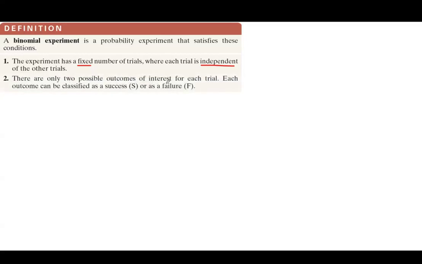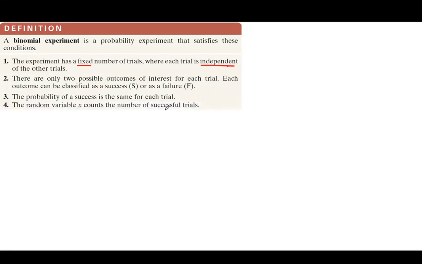First of all, the experiment has a fixed number of trials where each trial is independent of the other trials. There are only two possible outcomes of interest for each trial. Each outcome can be classified as success or failure. For the success, we denote it by S. For the failure, we denote it by F. The probability of a success is the same for each trial. Next condition, the random variable X counts the number of successful trials.